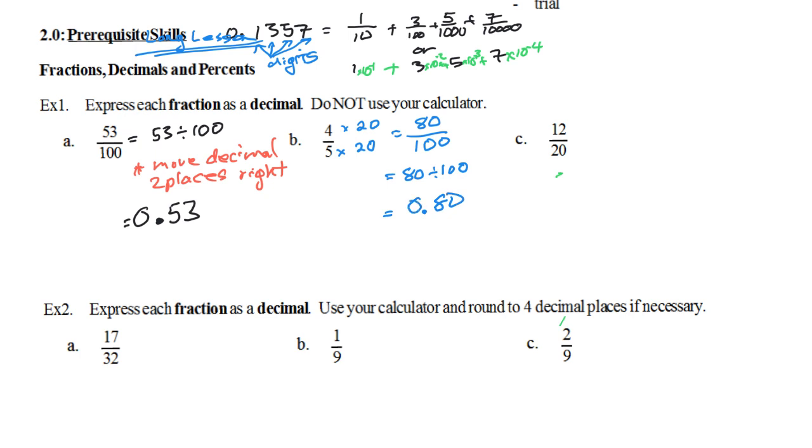So 0.80. All right, let's pause the video and do the next one. See if you get it right. So now we have 12 over 20. We have to multiply 20 times 5 to get 100, so we multiply the top also by 5. Now you've got 60 over 100, which gives us 60 divided by 100. And we're going to move our decimal over 2 spots. So it's going to be 0.60.